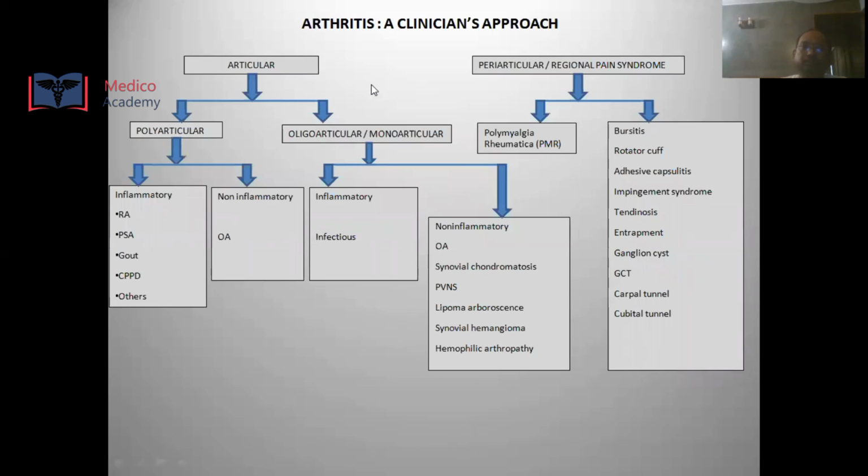Whenever a patient comes with arthritis to a clinician, what is the clinical approach to arthritis? The clinician first needs to see whether it is articular or periarticular, which is called a regional pain syndrome. If it is articular, whether it is polyarticular, monoarticular, or oligoarticular. Accordingly, if it is polyarticular, there are different diseases. If it is oligoarticular, there can be a different set of diseases. And whenever there is periarticular involvement, we need to rule out whether there is polymyalgia rheumatica or different etiologies according to the different joint involvement. So based on this, the clinician needs to decide whether they need to send for ultrasound or not.